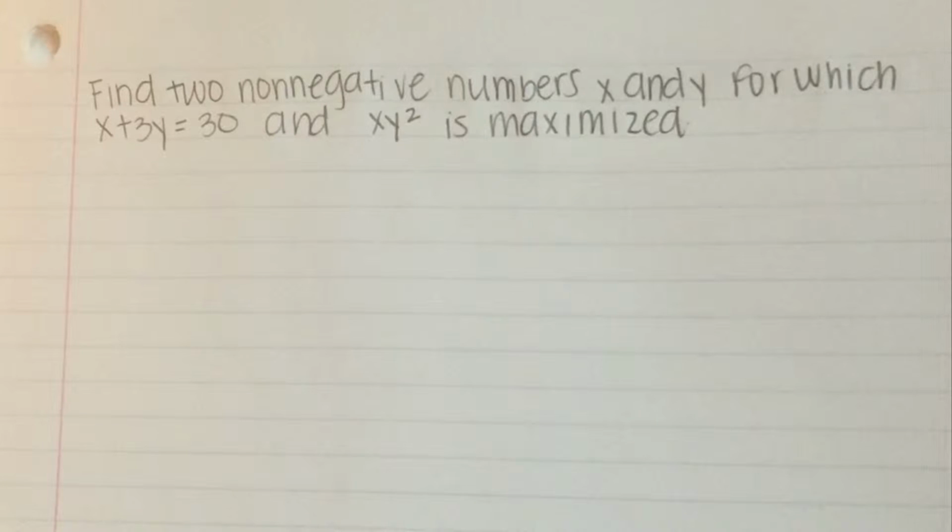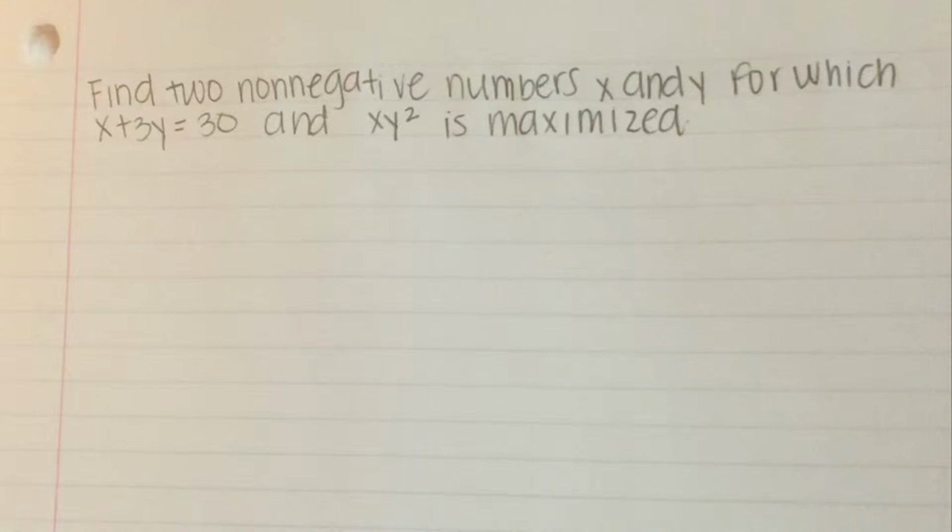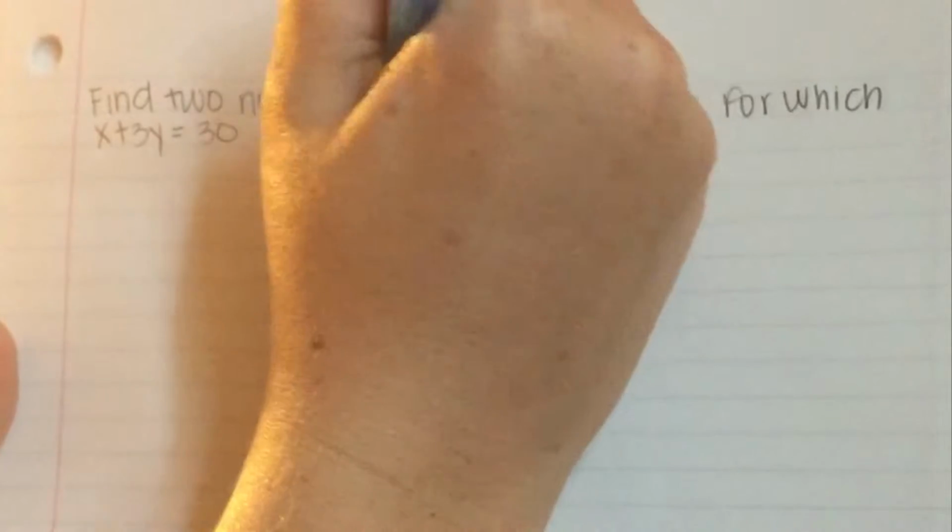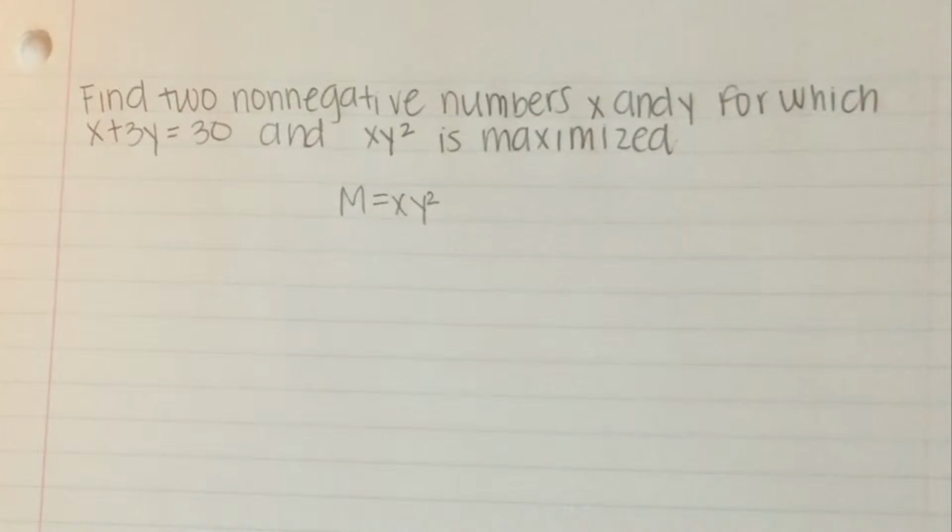This is the problem that we're going to be looking at. It says find two non-negative numbers x and y for which x plus 3y equals 30 and xy squared is maximized. So the first thing that we're going to do is to find our m function, or the function that we're trying to maximize. So this function is going to be equal to m is equal to xy squared. So this is the function that we're trying to maximize.